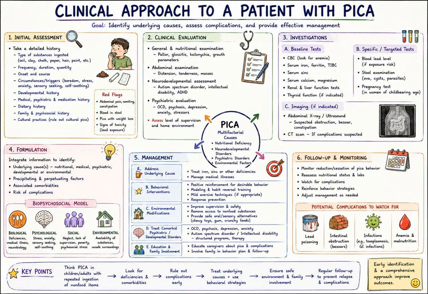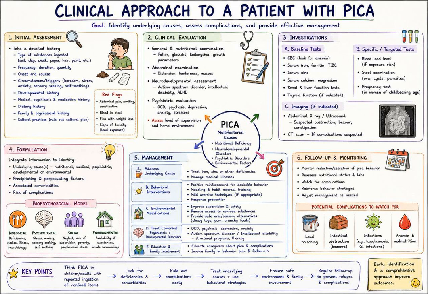Clinical approach to a patient with pica. When evaluating a patient with pica, the primary goal is to identify the underlying cause, detect any complications, and provide comprehensive management. Since pica is often a symptom of an underlying biological, psychological, or environmental problem, a systematic approach is essential. The first step is obtaining a detailed history.